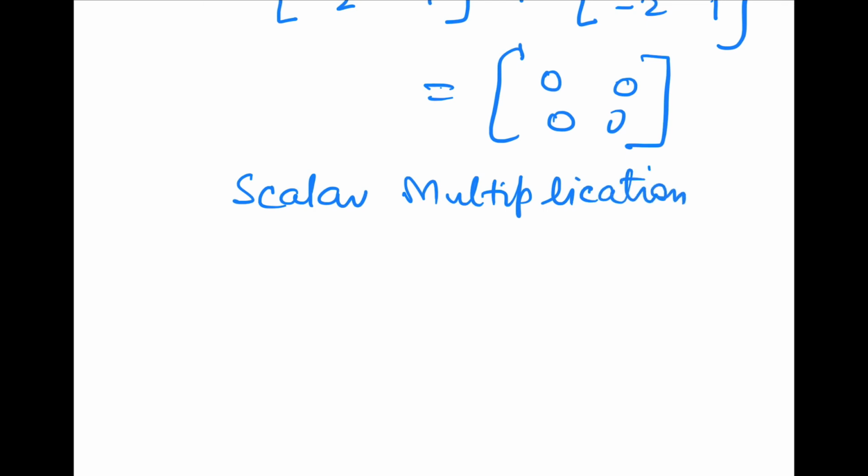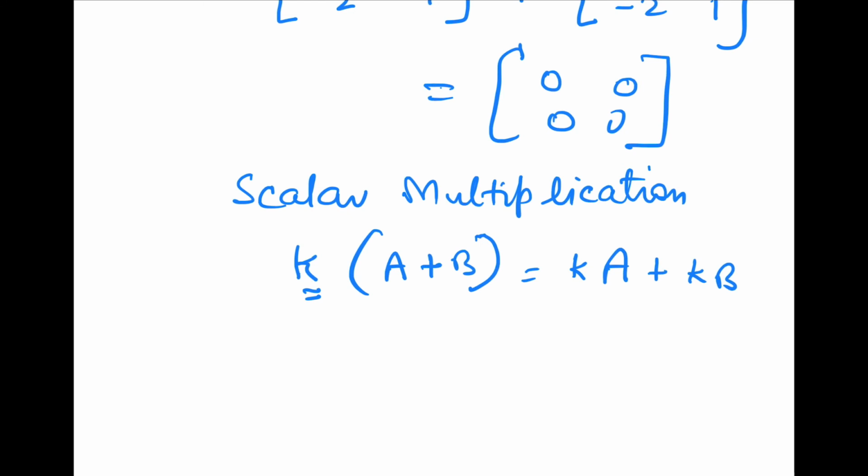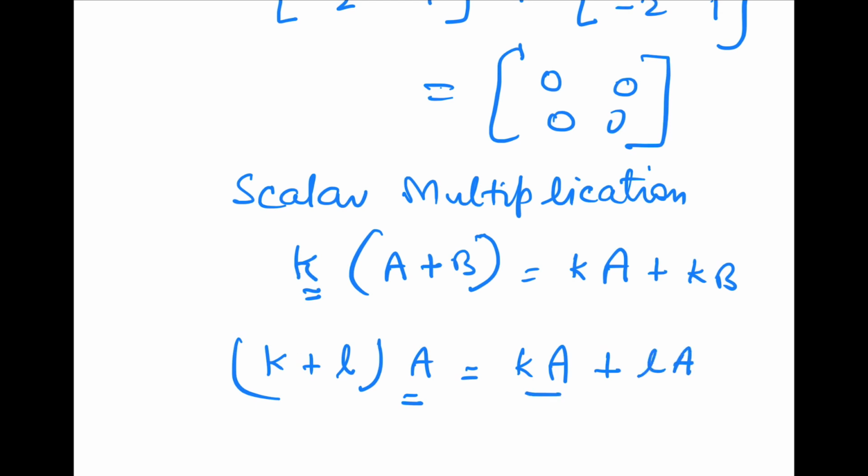Scalar multiplication means that if k is a scalar constant and A plus B is multiplied by the constant k, then we get kA plus kB. And if there are two constants k and L, and A is a matrix, then (k plus L) A is equal to kA plus LA. This is called scalar multiplication. This property is also followed. Now we do one example.